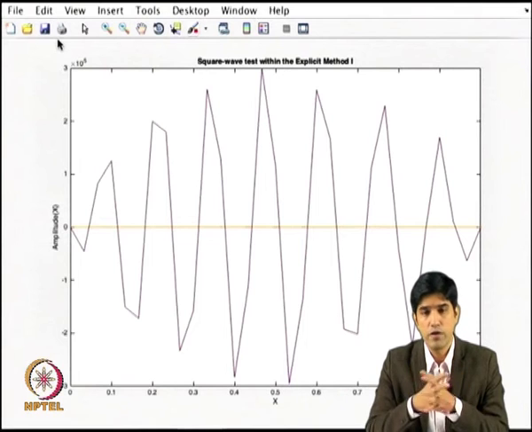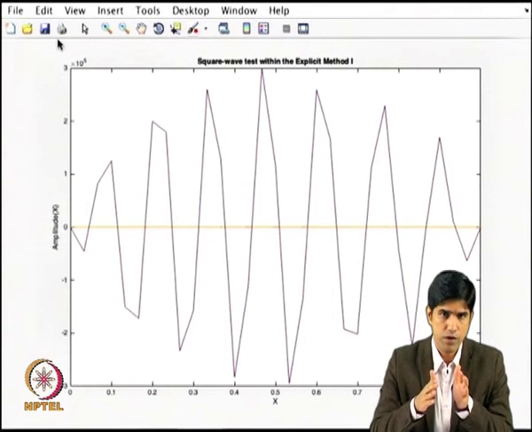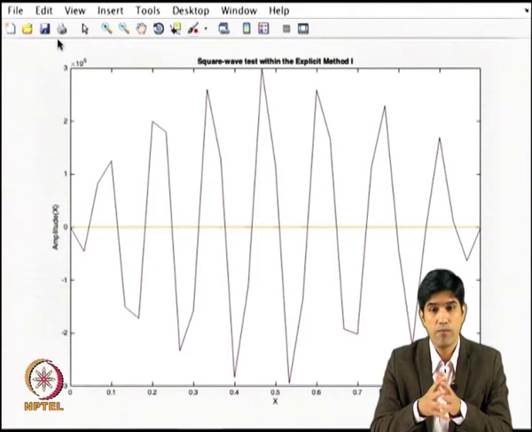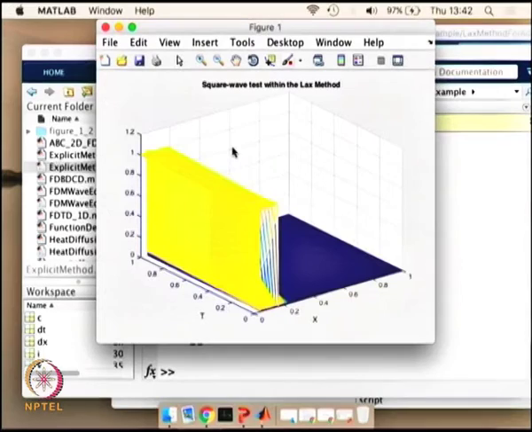But what we wanted to demonstrate using these examples is that there is definitely some numerical issue coming from the forward in time centered in space scheme. We can improve that numerical stability issue, or the numerical instability of the method, by taking the average. That's what we have done using this example.